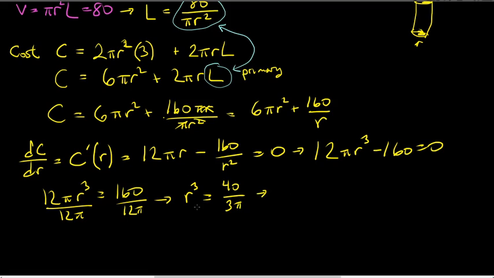I know there were quite a few cube roots on this test. Sorry about that, but there's nothing wrong with cube roots. So cube root of 40 over 3 pi. And your calculator will tell you that that's approximately 1.62.